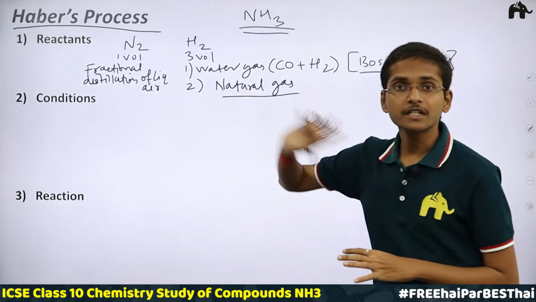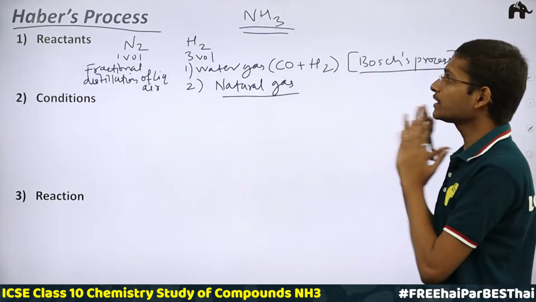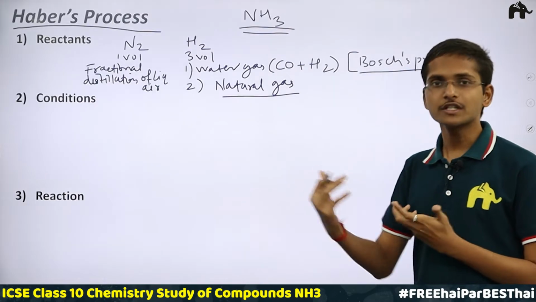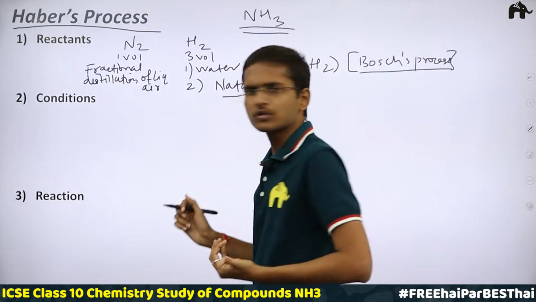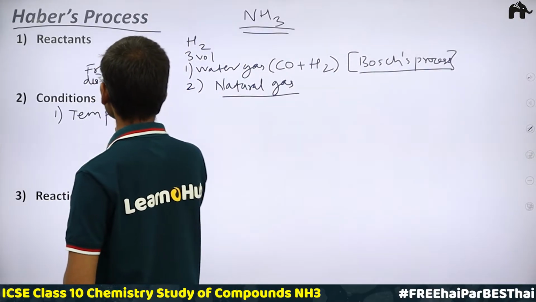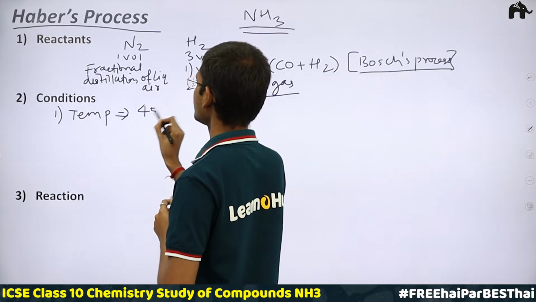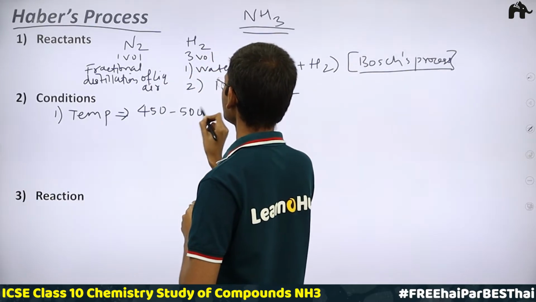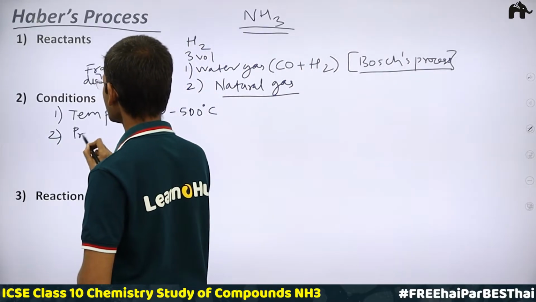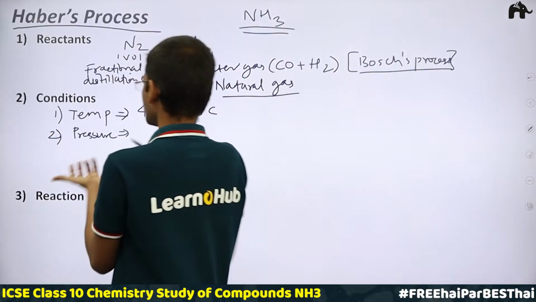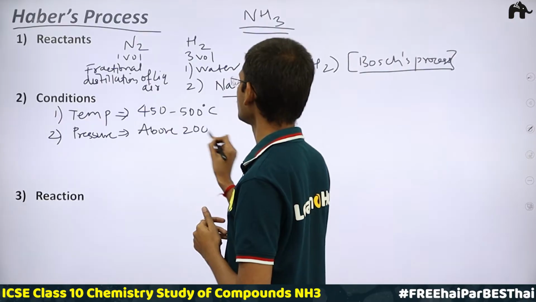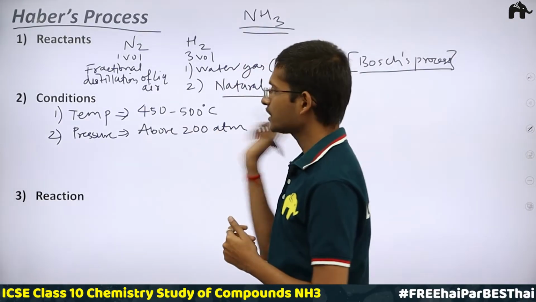Now coming to the conditions. So yes, here in Haber's process we have a set of conditions. You need to remember it. The conditions are very interesting and very logical as well. You would remember it in the course when we are going to see this process. So first of all, very important, temperature first. So temperature is huge, 450 to 500 degrees Celsius we maintain the temperature. This is the optimum range. Then coming to pressure. After temperature it would be pressure. So pressure is above 200 atmosphere. So huge pressure is also required for this formation.